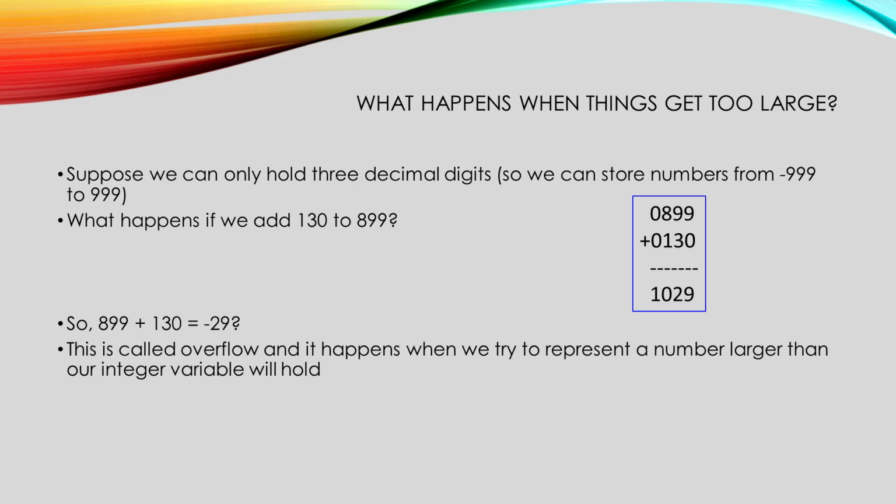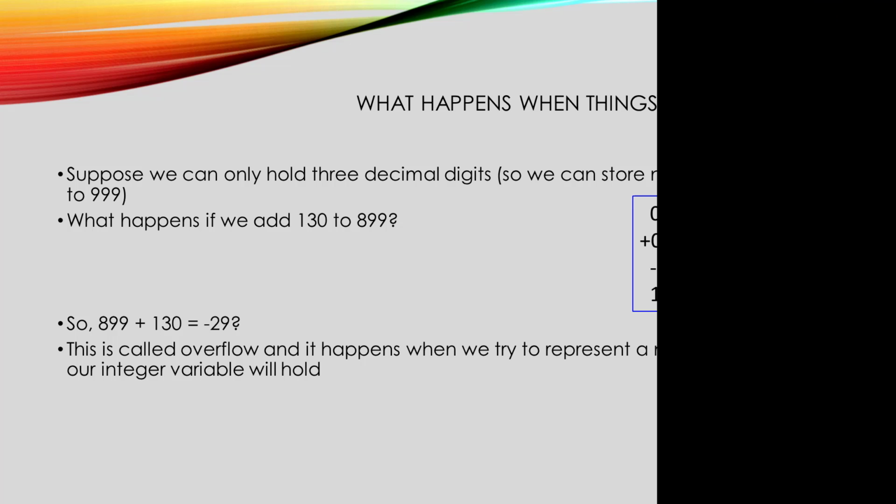There's a weird side effect to the fact that integers have fixed sizes and that they store the negative sign as a bit on the left of the number. Suppose again that our range of integers is negative 999 to positive 999. What happens if we add 130 to 899? The result is 1029. But wait, that 1 means the number is negative, so 1029 is negative 29.